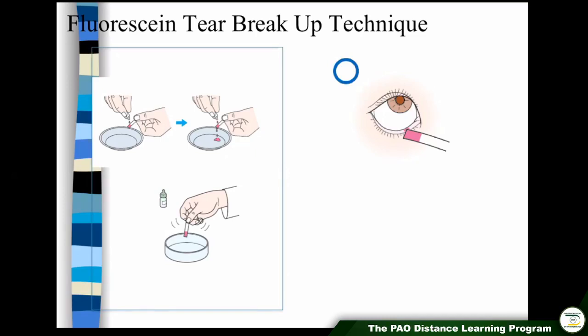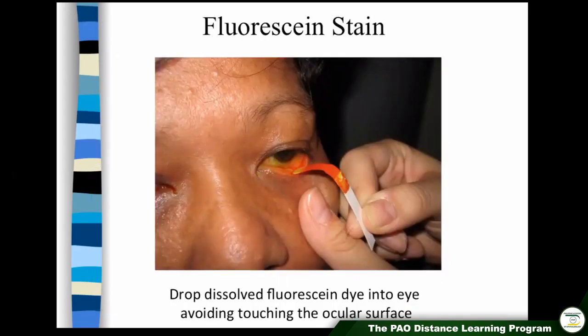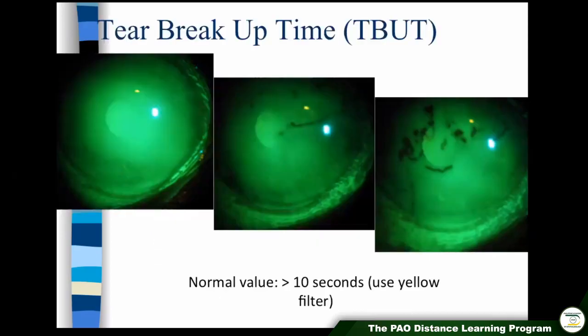So the proper way is just to touch the lid margin gently, and that's it. Because you want to stain so that it becomes visible. That's all you want. Don't paint it, or drop a whole glob of dye into the eye. Konti lang. So touch it, that's it, and then ask them to blink.